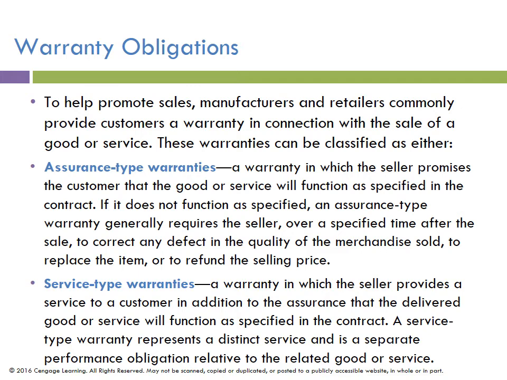Another example of a contingent obligation is a warranty. Warranties are offered in connection with the sale of products. An assurance type warranty is a warranty in which the seller promises the customer that a good or service will function. If it does not function as specified, it requires the seller over a specified period of time after the sale to correct the defect. A service type warranty is a warranty in which the seller provides a service to a customer in addition to the assurance warranty that the delivered good or service will function. A service warranty represents a distinct service and is usually sold separately.